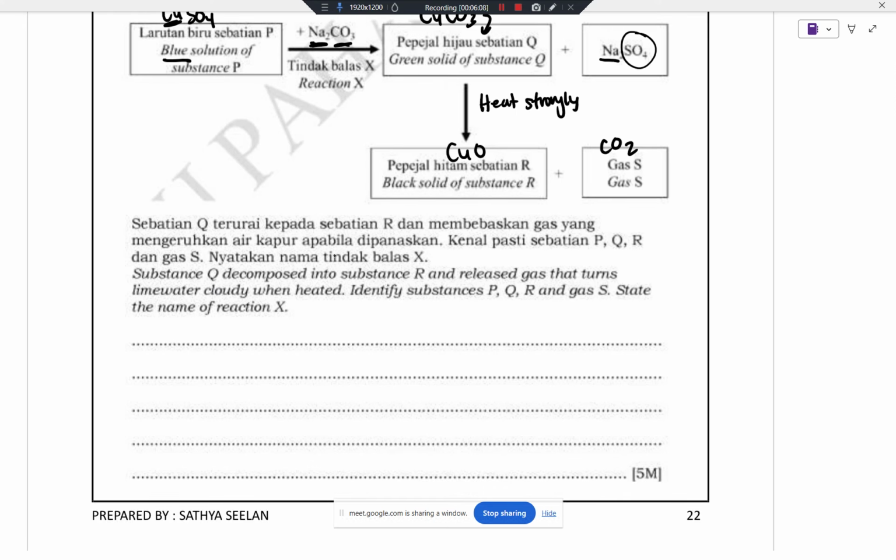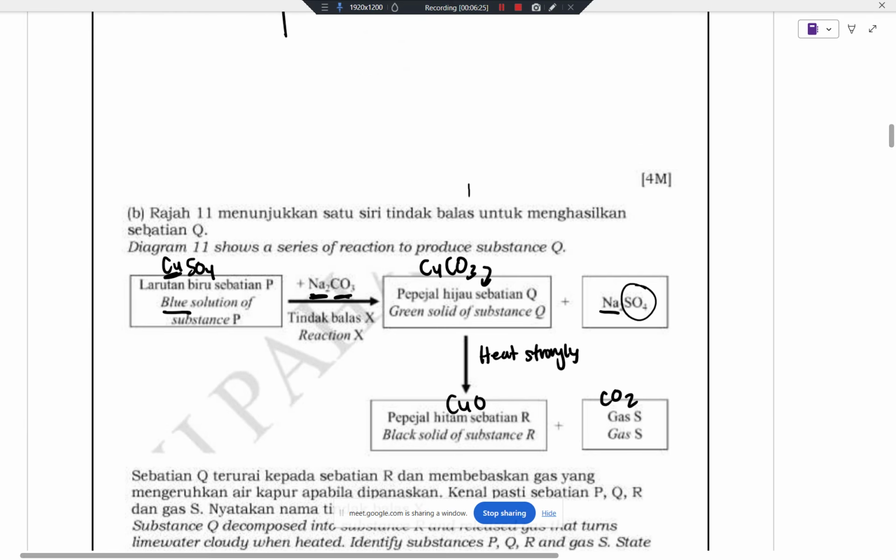Substance Q decomposes into substance R and releases a gas that turns lime water cloudy, but of course it is carbon dioxide. Identify P, Q, R and gas S. State the name of reaction X. So what is the reaction here? This is a soluble salt, because sodium is there, and it produces an insoluble salt, and this is a soluble salt. So this is a double decomposition.